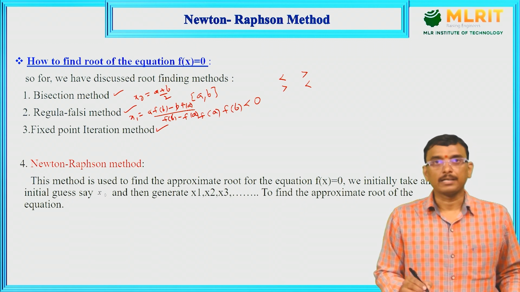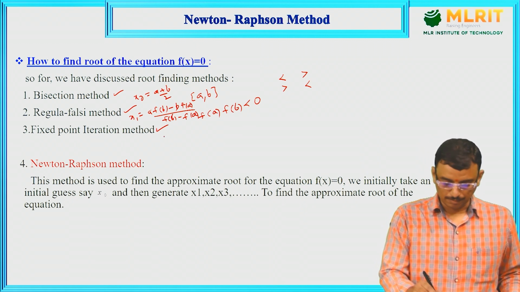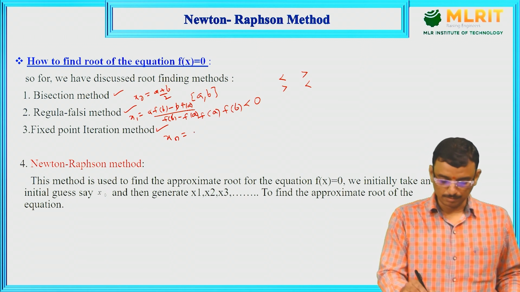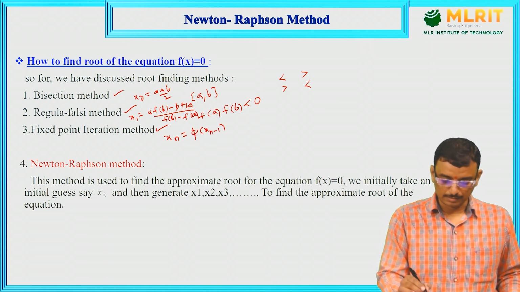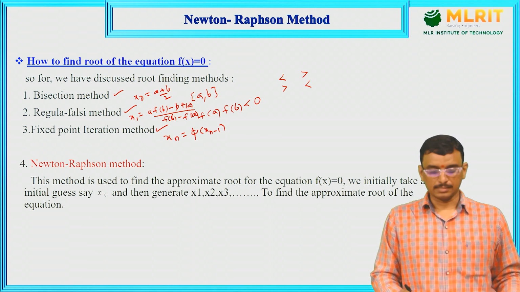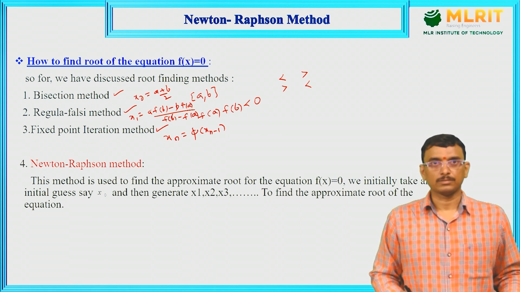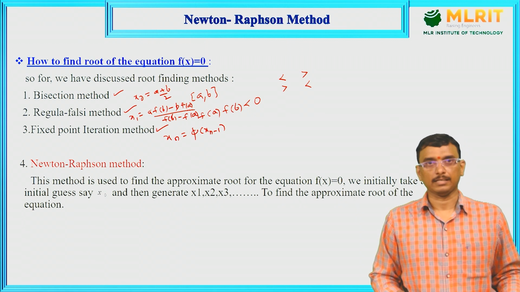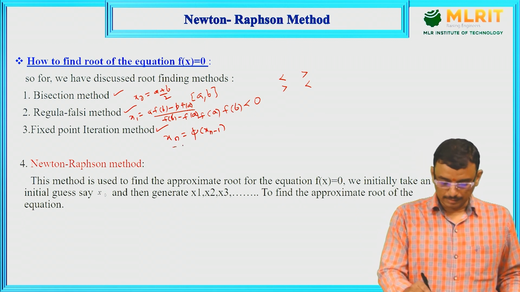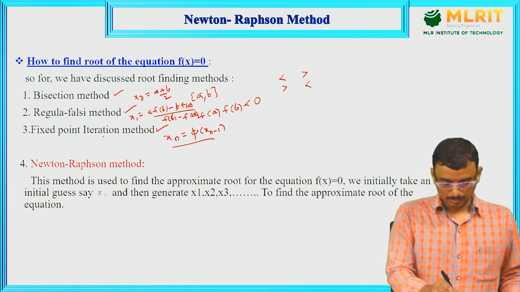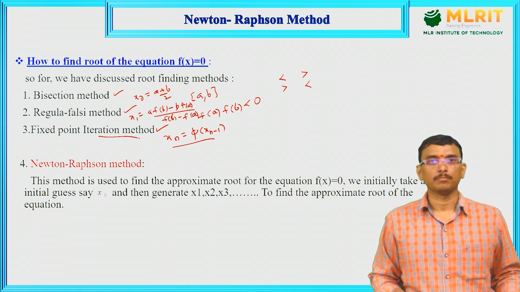In the fixed point iteration method, the nth approximation root xn is equal to phi of x(n minus 1). So for the initial approximation we take x0, that is (a plus b) by 2, and x1 is equal to phi of x0, x2 is equal to phi of x1 and so on. The nth iteration is xn is equal to phi of x(n minus 1). So this is the fixed point iteration method.